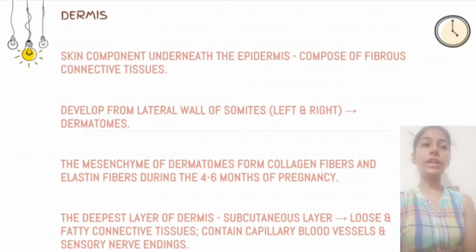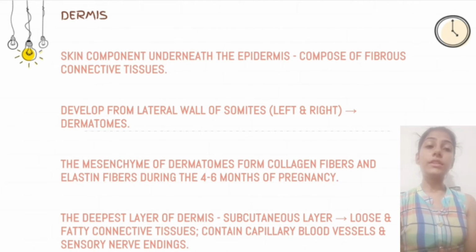Dermis is the skin component underneath the epidermis, composed of fibrous connective tissue developed from the lateral wall of the somites, the left and right dermatomes. The mesenchyme of the dermatomes forms collagen fibers and elastin fibers during the fourth to sixth months of pregnancy. The deepest layer of the dermis, the subcutaneous layer, is loose and fatty connective tissue containing capillary blood vessels and sensory nerve endings.